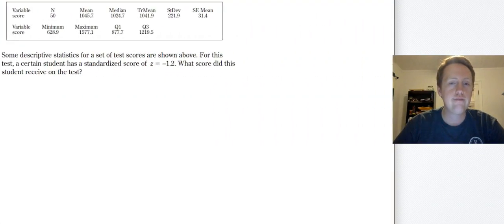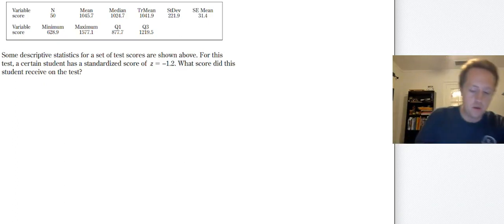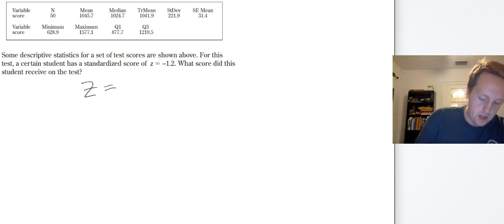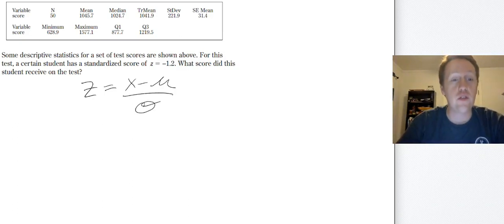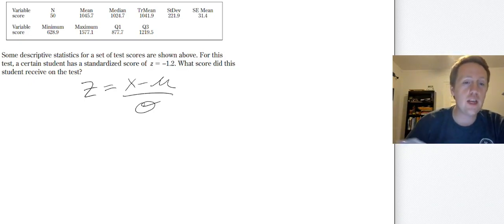Let's do some stats. Some descriptive statistics for a set of test scores are shown above. For this test, a certain student has a standardized score of z equals negative 1.2. We want to know what score this student actually received on this test. So if you remember from the previous slide, this is our formula for z-score. X is the observation, so that's what the certain student's score would have been on the test. So what we need to do is plug in what we know and algebra this out.